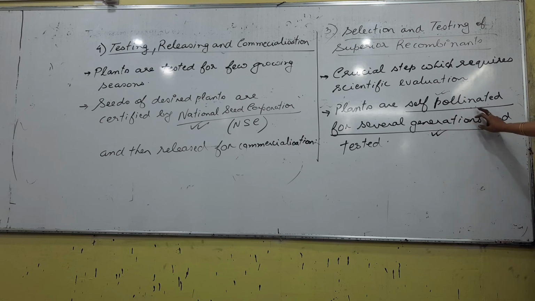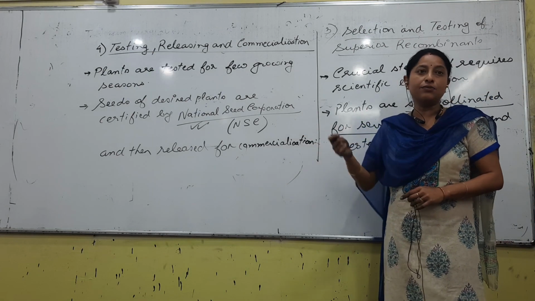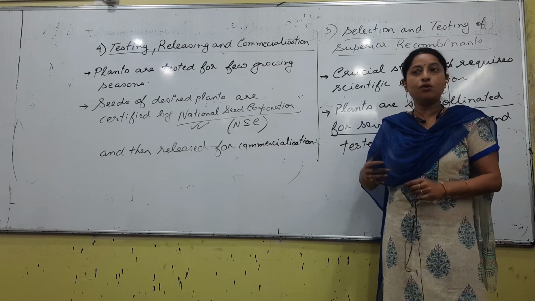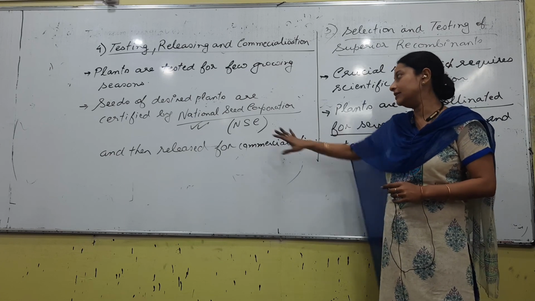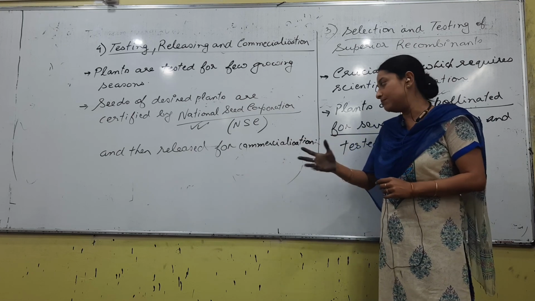How will you evaluate? Let it self pollinate. The recombinant that we have made, right? The newly formed recombinants undergo self pollination for several generations. After that it has to go to someone to certify that this is good. If I say it is good, that will not do, you have a department for that. So when they certify that this is good, this is best, then it goes for commercialization.